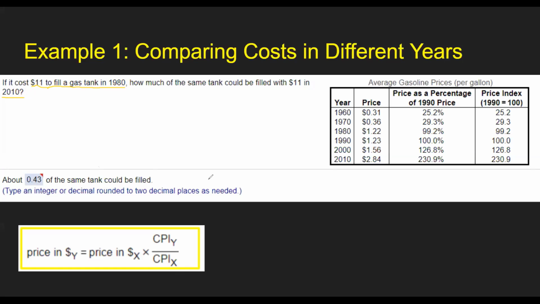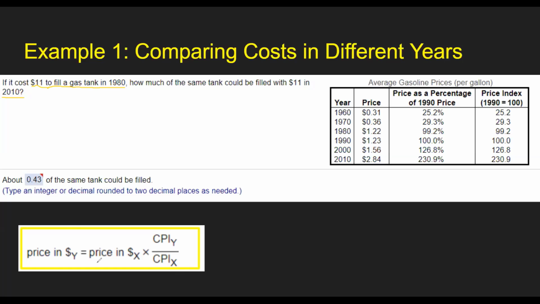Most of you were probably still young in 2010, but what we're going to do is see how much it costs to fill a tank in 2010 and then see how much of that tank $11 would fill. So that's where we're headed. And you can even see my answers. So we're going to work out how to get there.